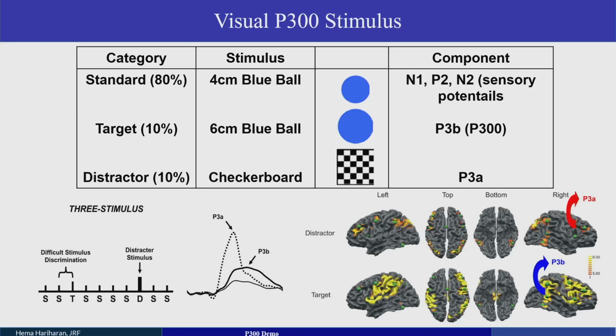As I told you, there is a positive deflection at the 300th millisecond, where we have P3A. It starts the P300 response. A response should be given whenever a target is seen. So these are the different stimuli, this is how the experiment is done, and this is how the brain looks and where the response is obtained from.